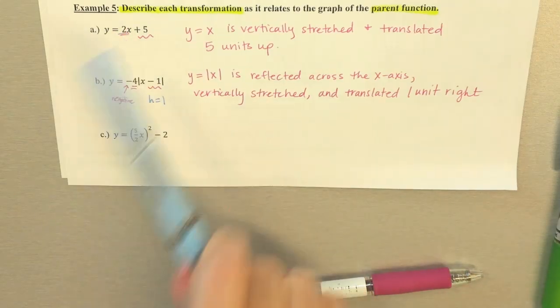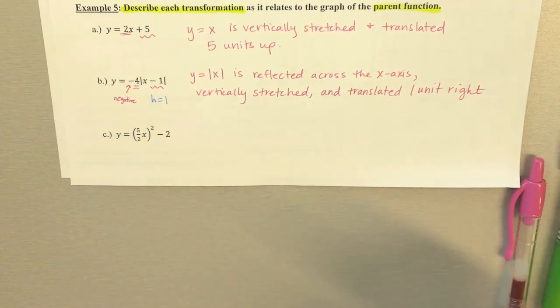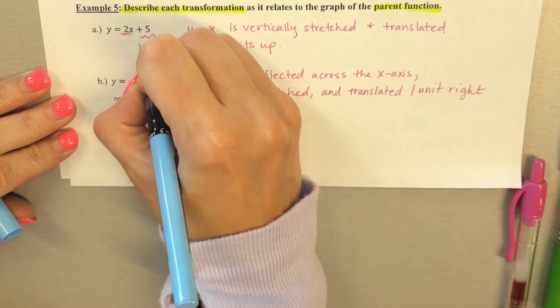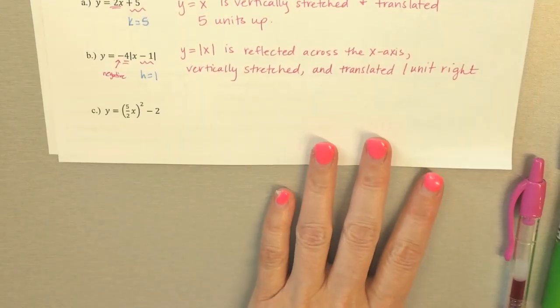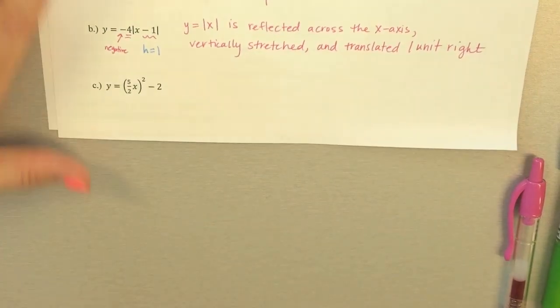Okay, if it's a K value, that's when it's up or down. So the K is always going to be on the outside of a value, or if you don't have parentheses, it's going to be a K value.